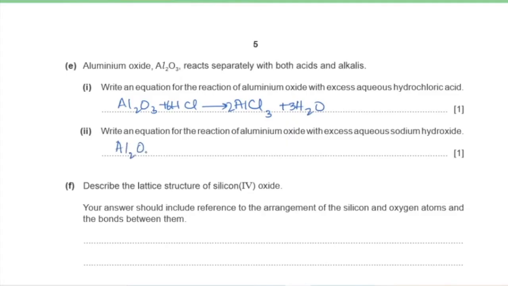Write an equation for the reaction of aluminium oxide with excess aqueous sodium hydroxide. Aluminium oxide plus NaOH gives NaAl(OH)4. Now to balance our number of hydrogen and oxygen atoms, we'll add a water molecule to the left, and we'll have 3 moles of water molecule, 2 moles of NaOH, and 2 moles of the product.